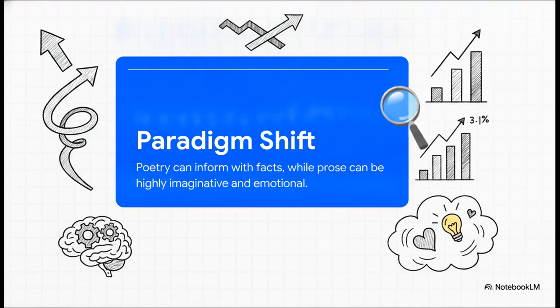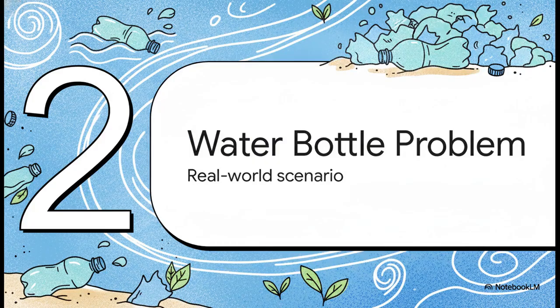We really need to kick things off with a massive paradigm shift. We are so often mistakenly taught that poetry is only for expressing deep feelings, and prose is only for delivering straightforward facts. Well, today we are going to completely flip that assumption on its head. Poetry is actually highly versatile and can inform us with hard statistical facts, while prose can be incredibly imaginative, emotional, and persuasive. Moving right along to part 2, the reusable water bottle problem.